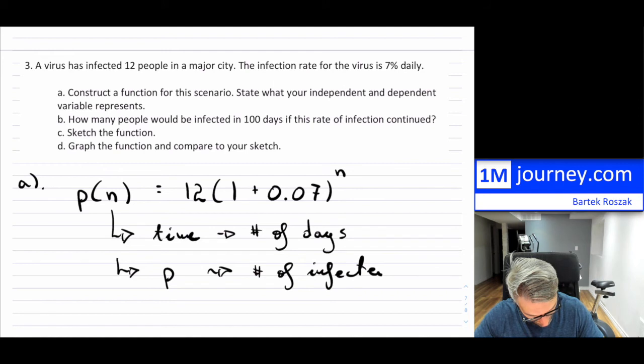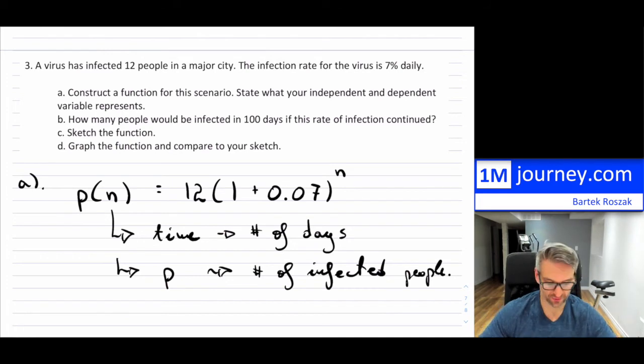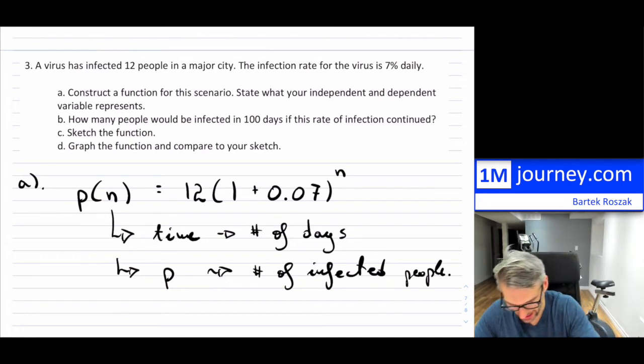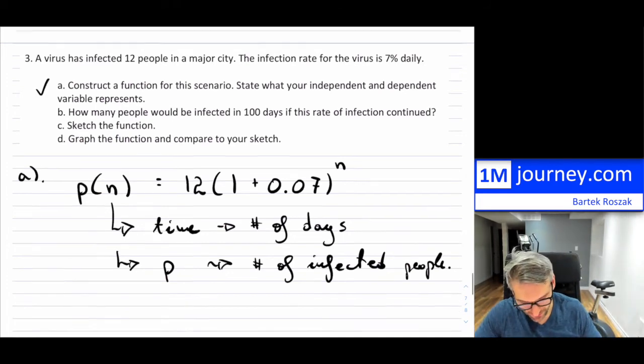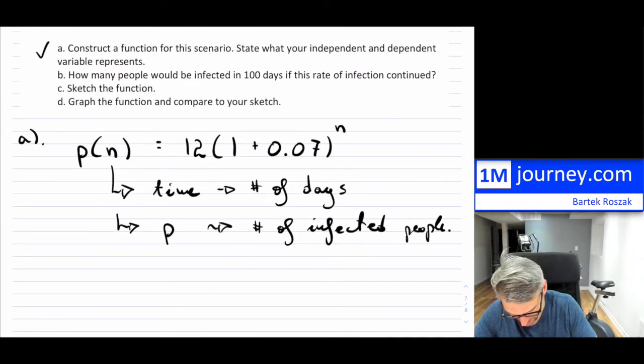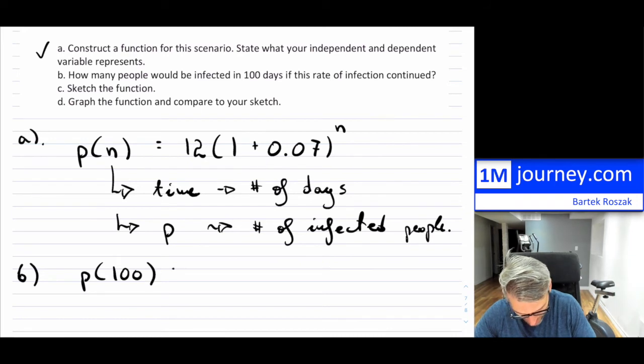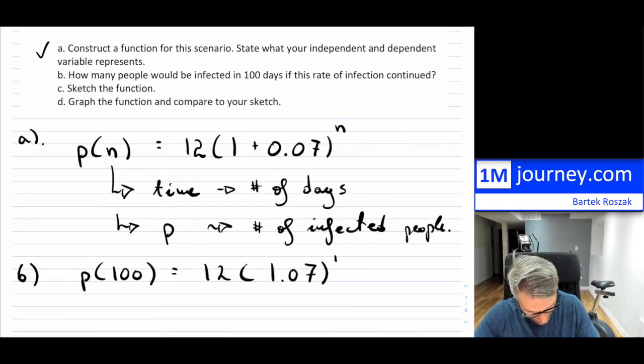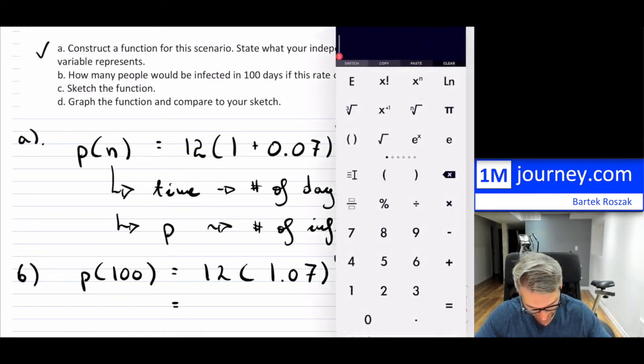There you have it. Infected people after a certain amount of days. That's part A. How many people would be infected after 100 days? That's part B. So I can substitute 100 in here and find out exactly what that is. Clear this: 12 times 1.07 to the 100.